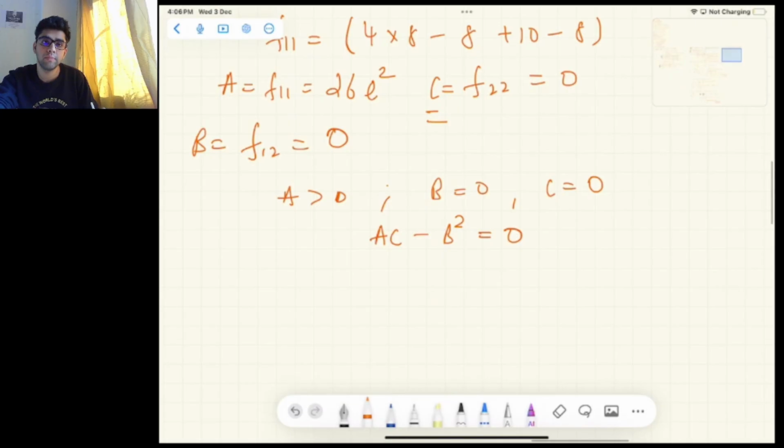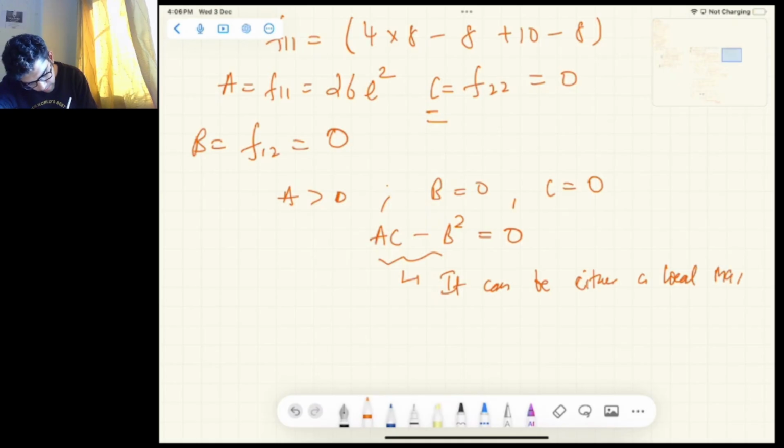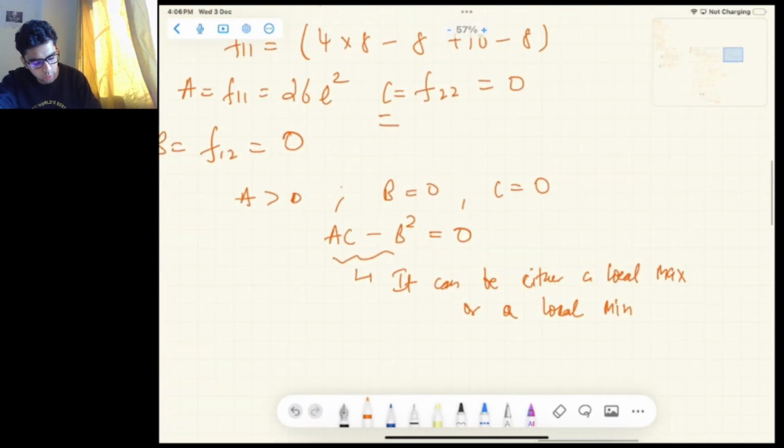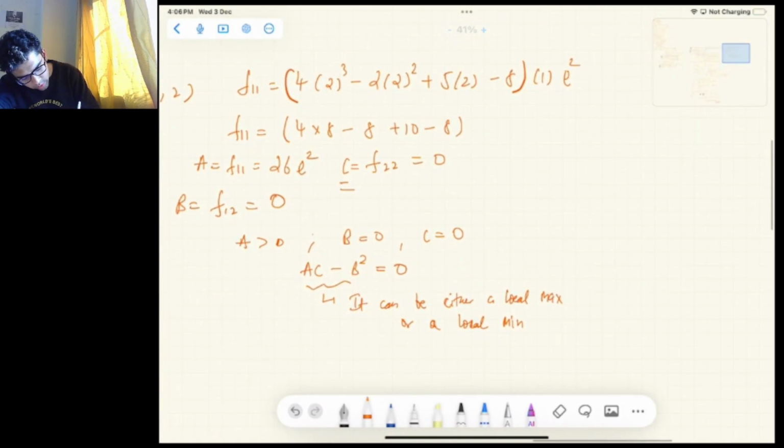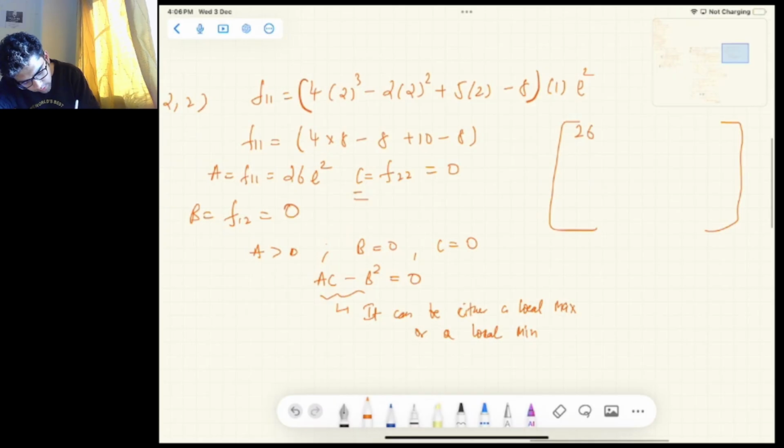And whenever my ac minus b square, which is the determinant of my Hessian matrix, becomes 0, I say that the stationary point can be either a local max or a local min. And why is that so? Because my Hessian matrix turns out to be indefinite. If I draw my Hessian matrix here, the values that I'll be getting are 26 e square, 0, 0, 0.